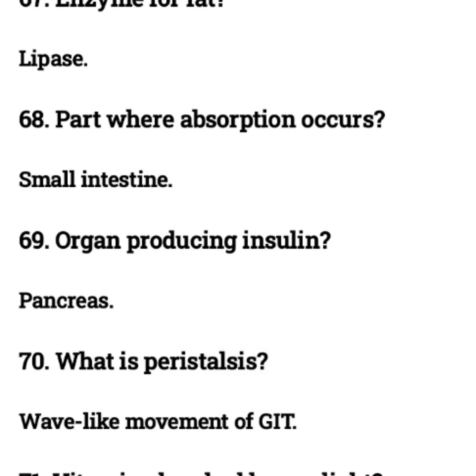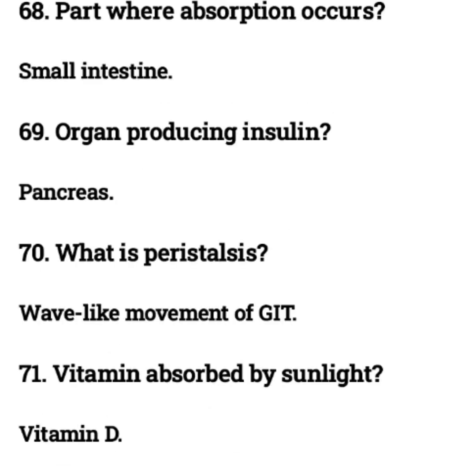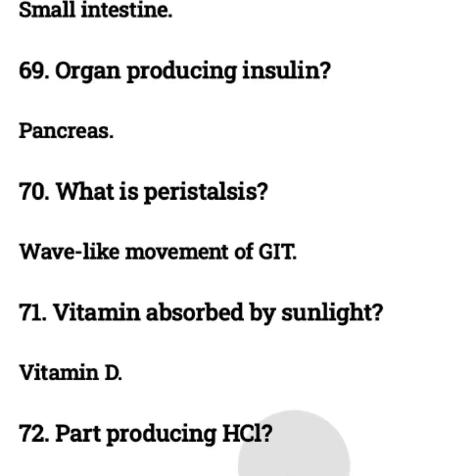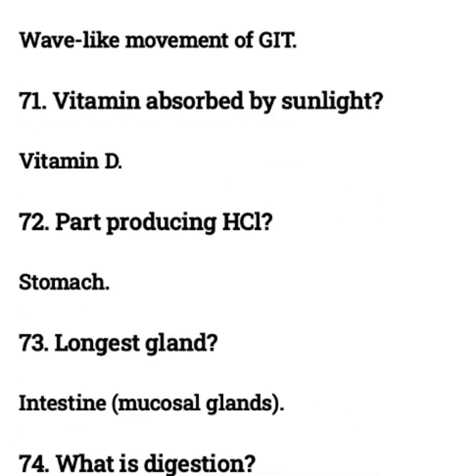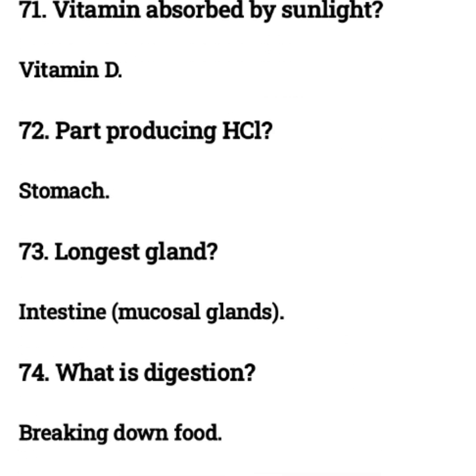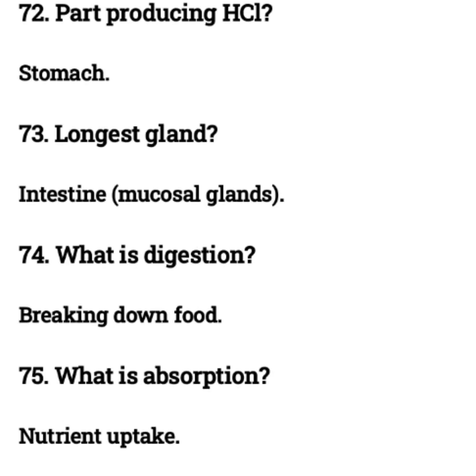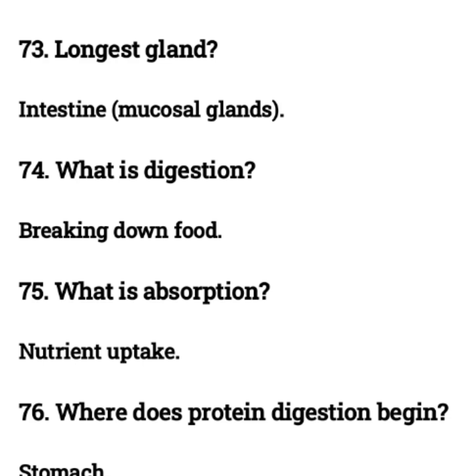Organ producing insulin, pancreas. What is peristalsis? Wave-like movement of GIT. Vitamin produced by sunlight, D. Part producing HCl, stomach. Largest gland, liver. What is digestion? Breaking down food. What is absorption? Nutrient uptake.